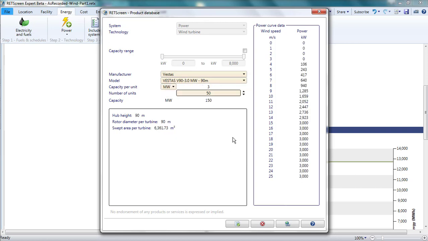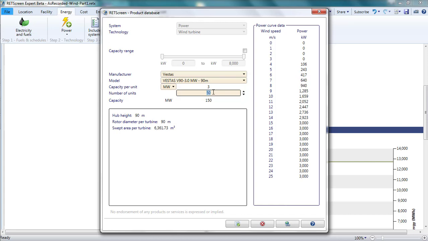The product database tells me that the turbine has a rotor 90 meters in diameter and describes the power curve. The power curve relates the turbine power output to the instantaneous wind speed. For example, for this particular turbine, if, at a point in time, the wind speed at the hub height is 9 meters per second, the turbine will put out 1,285 kilowatts of power.